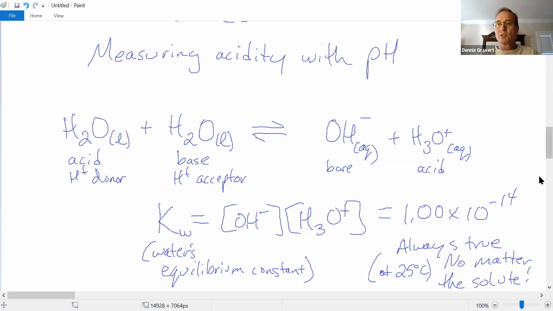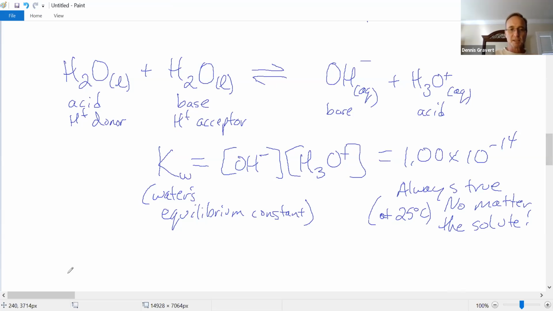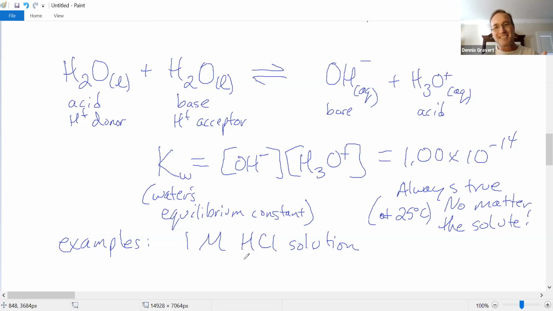Okay, so let's say we dump in a strong acid. Some examples. What if you have a 1 molar HCl solution? Well, what's HCl? One of the strong acids, right? We had to memorize that. Hopefully that caught your eye. HCl completely dissociates. It completely ionizes. What does M stand for? Moles per liter. So if you have 1 mole of HCl molecules per liter of solution, all HCl molecules have split into H pluses and Cl minuses.